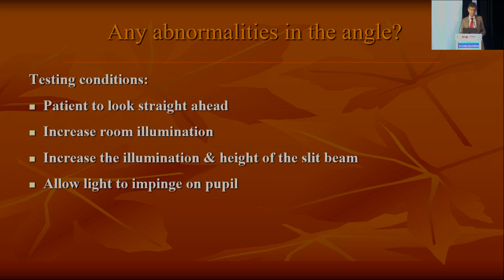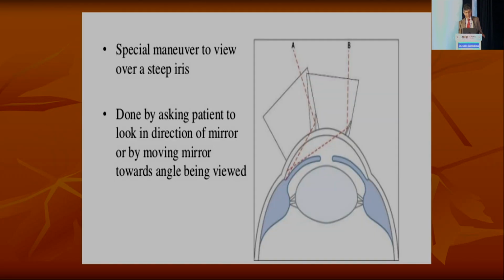After you have evaluated the angle in its narrowest position, you want to know if there are any abnormalities. So you want the angle to open. So you make the patient look straight ahead. You can increase the room illumination as well as the slit lamp illumination, allowing some of the light of the slit lamp to go into the pupil. The pupil will constrict and you will be able to see the peripheral angle better.